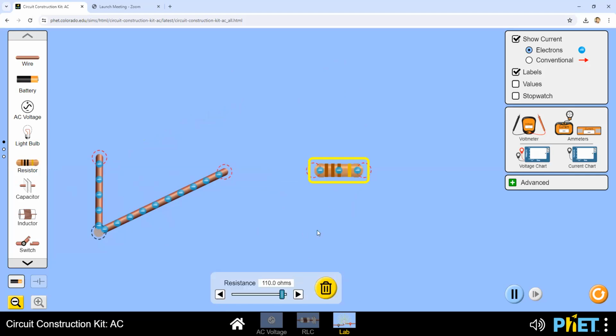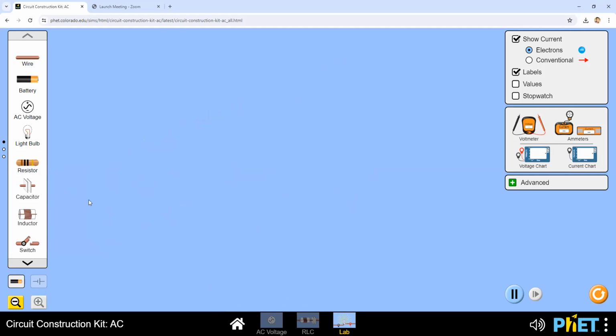Sorry, a little tedious, but by the way, these are actually what resistors look like in real life. If you actually look at one, they have these bars on them, and each bar kind of tells you how much resistance it has. Different colors mean different amounts of resistance.